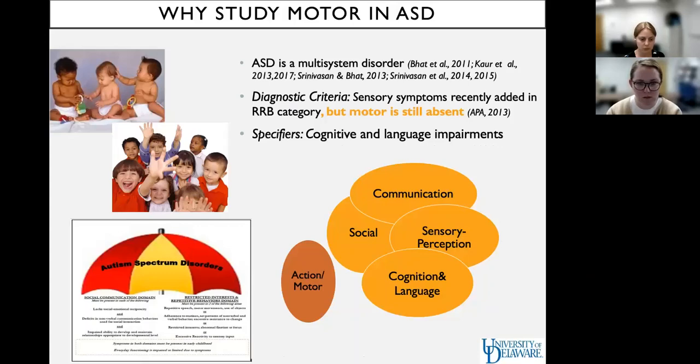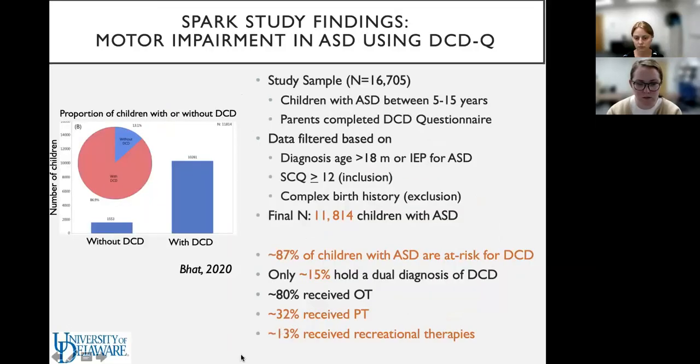Other comorbidities like cognitive and language impairments are part of this definition as specifiers. And motor, again, is outside of all of these different aspects of the ASD definition. So originally, when I was doing these studies, say at Kennedy Krieger, and then later at UConn and UD, I had really small samples to work with.